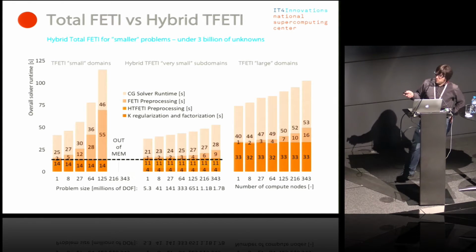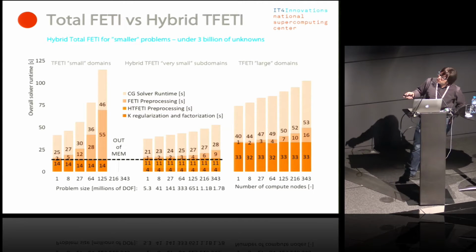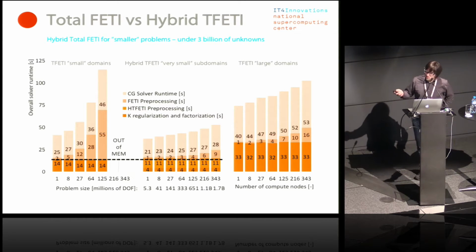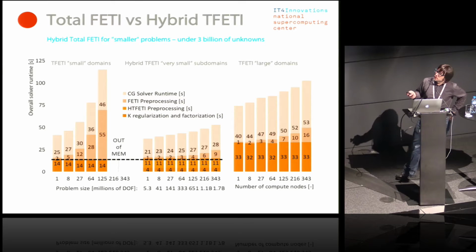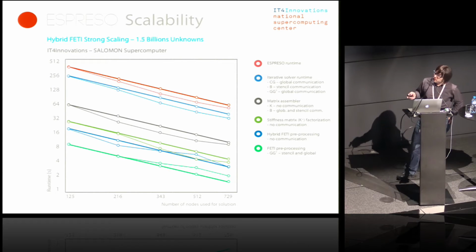This is for 1.7 billion unknowns. And you can see that even in this case, even though for the very small problems the total FETI is better, the hybrid FETI scales much better, and for certain problems it becomes more efficient than the total FETI. Even for the small problems, you don't have to go to tens of billions of unknowns. So this part, I guess I'm going to skip it.